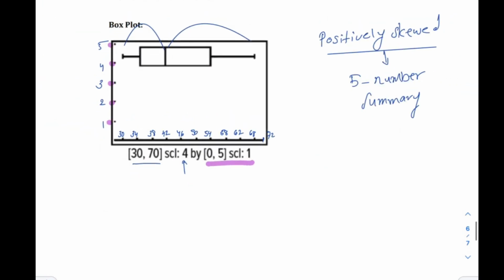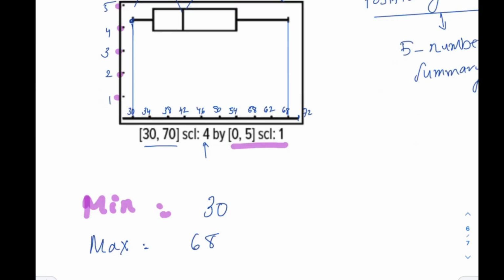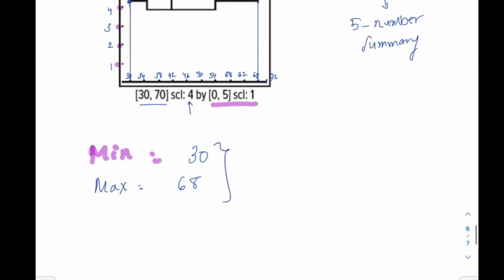And let's start. What is the minimum? Minimum shown by this one. So if you go down, you can see that the minimum is approximately 30. And the maximum here is approximately 68 from the whisker plot.